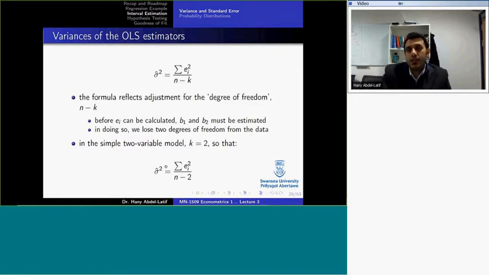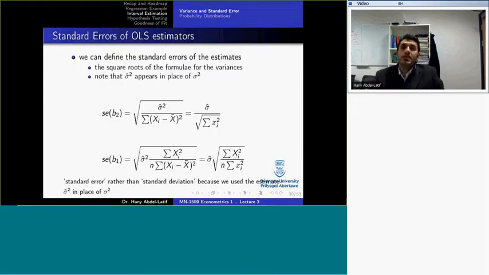Then what about the standard error? The standard error is nothing but the square root of the variance. If you already have the variance of B2, all you need to do is take the square root of that variance. This will give you the standard error of B2. The same thing for B1. You take the square root of the variance of B1, and that will give you the standard error of B1.